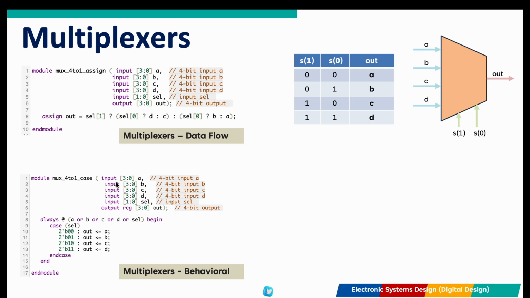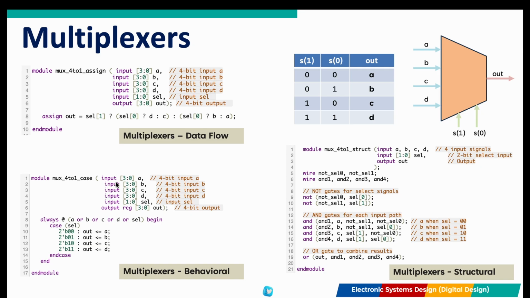Next is data flow modeling. Here, we use a continuous assign statement combined with the conditional operator. Think of it like an if-then-else condensed into one line. We nest these operators to check select 1 first, then select 0. While this is very compact and efficient for the compiler, it can become hard to read if you have too many inputs. It is perfect for simple, fast switching logic.